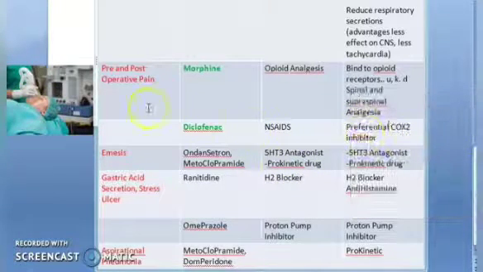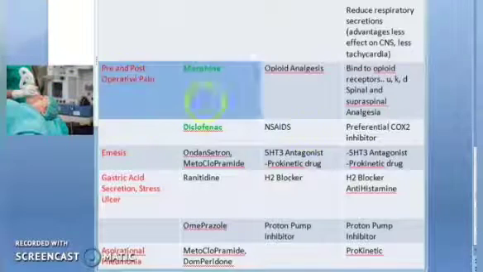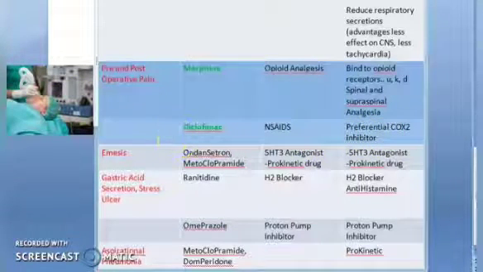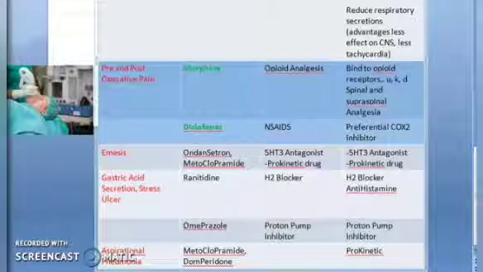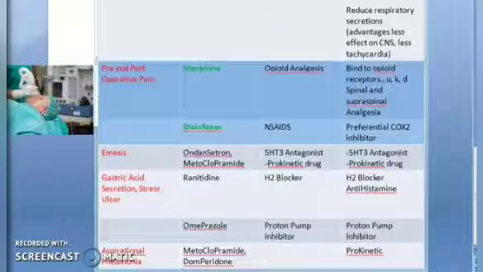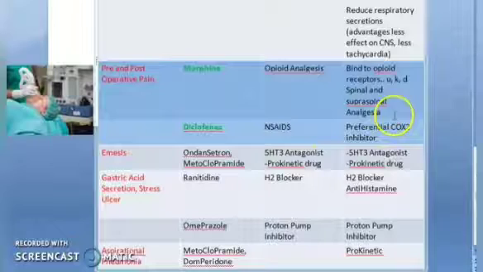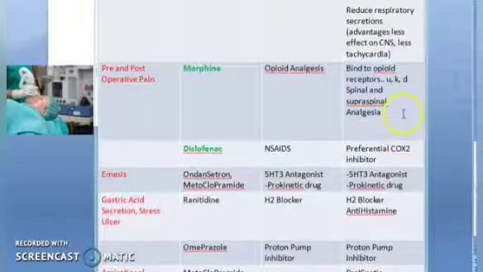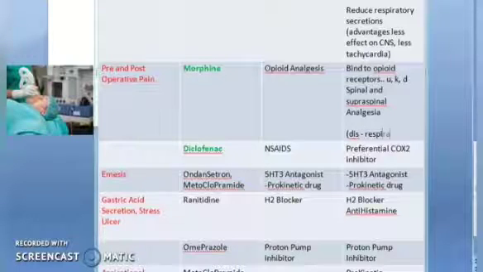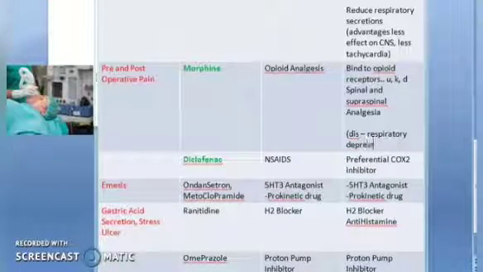Preferential COX-2 inhibitor. So now currently where we are here, we are looking at pre and post operative pain. Opioid analgesics such as morphine, pethidine, fentanyl may be used to relieve pain. The limitations with opioids are respiratory depression. So there's a problem here that you should expect. So the disadvantage is respiratory depression can happen. Okay.